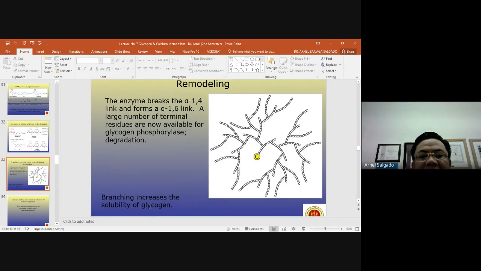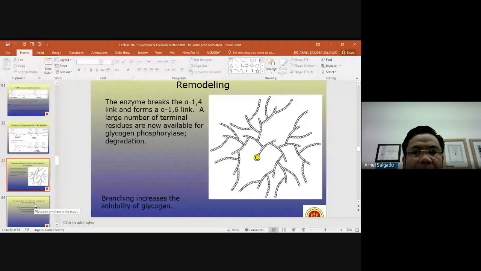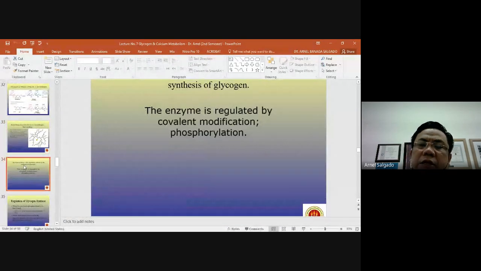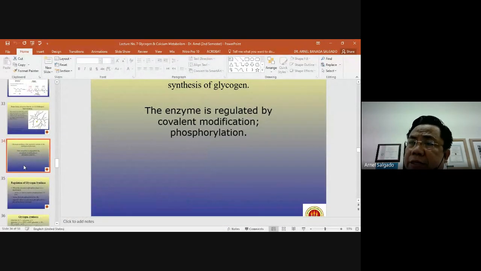So the branching increases the solubility of the glycogen. The more branching you produce, the easier it will be to break it down. Therefore, you need a little less phosphorylase to break it down and to come out with glucose 6-phosphate. Moving forward, always take note of this. Now we need glucose from glycogen in the form of glucose 6-phosphate. That's how it goes.